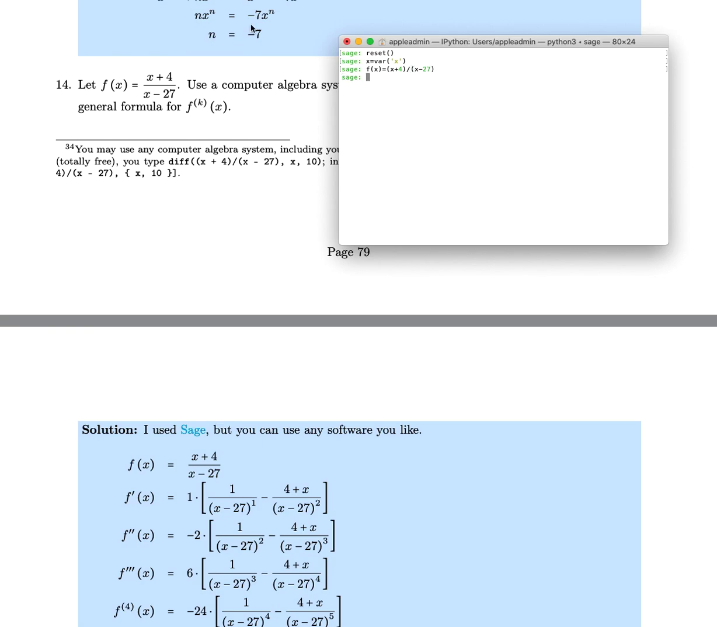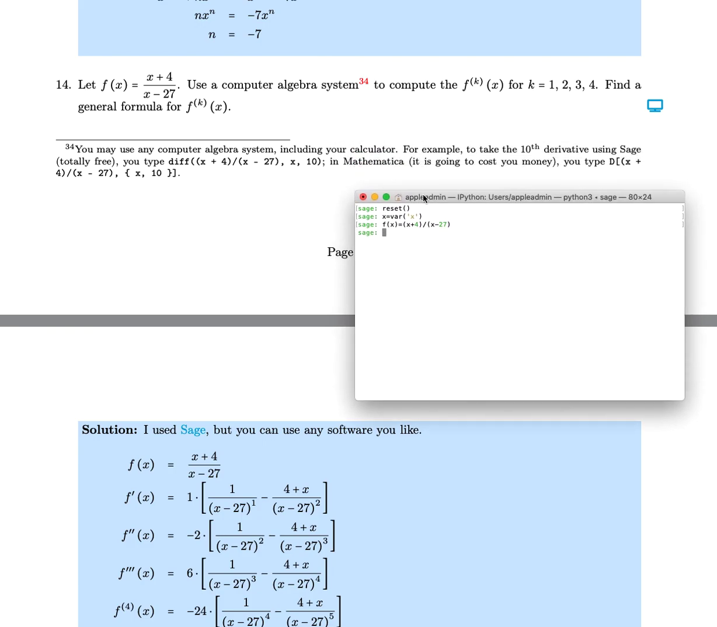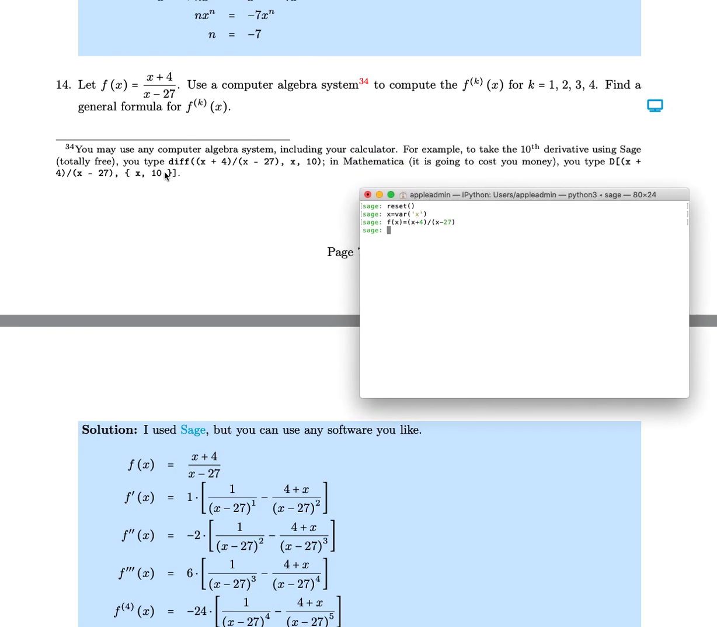And what I want to do is start taking derivatives of this thing over here. Now, you notice in the notes they tell you how to take a derivative using Sage. So I'm going to do that, diff. What are we going to differentiate? F of x with respect to x. And I'm just going to take the first derivative of it.